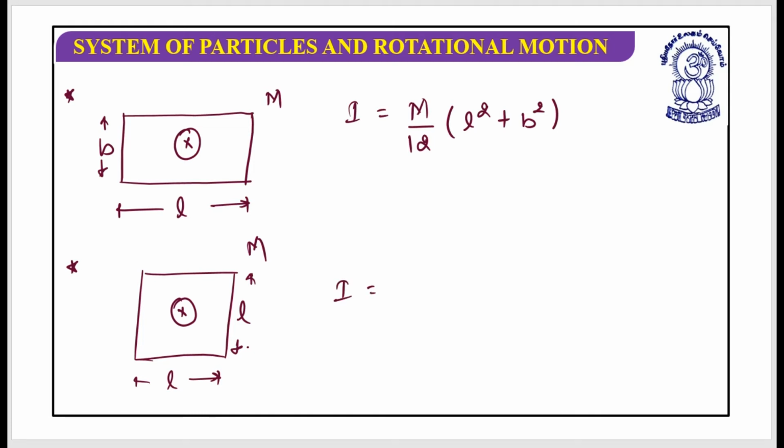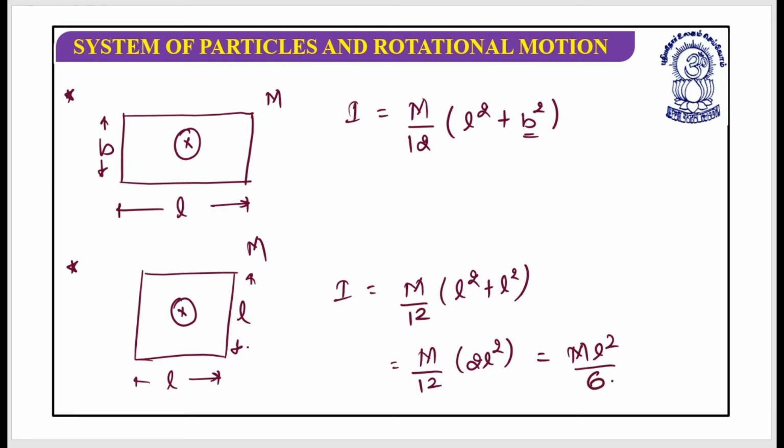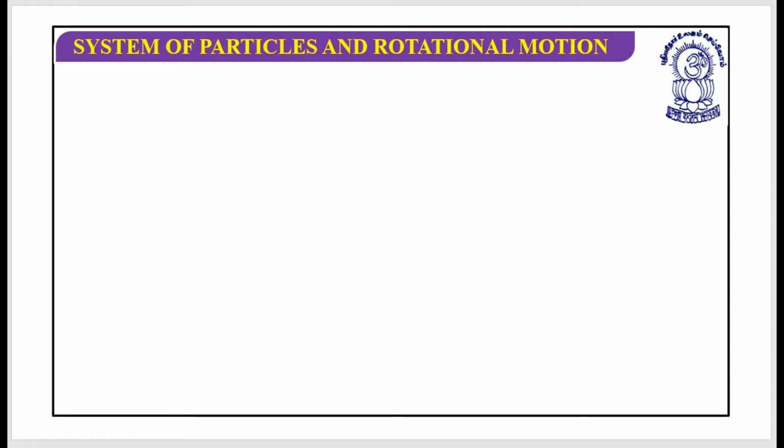So in this case, I equals the same m by 12 into bracket l square plus b square, but as it is a square, it's l square plus l square. So this will be equal to m by 12 into bracket l square plus l square, which is 2l square. So this would be ml square by 6. Please do remember this. And shall we begin with the applications of the perpendicular and parallel axis theorems? Shall we? Can we? Great. So let's just begin our questions.